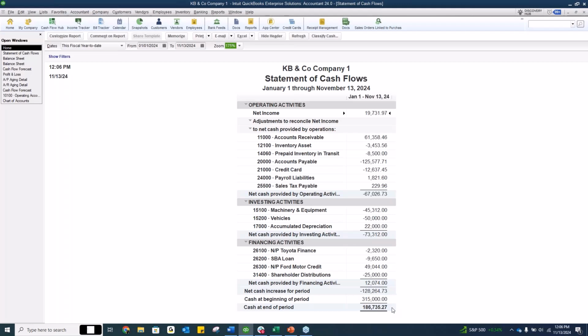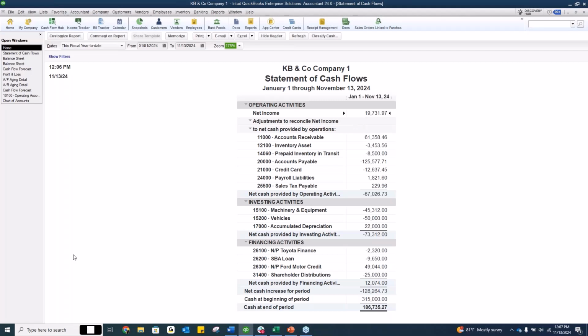I will also note that on the statement of cash flows, QuickBooks is going to include undeposited funds in your cash numbers as a cash equivalent, which means that undeposited funds is a version of cash because those funds are quickly and easily converted into cash.